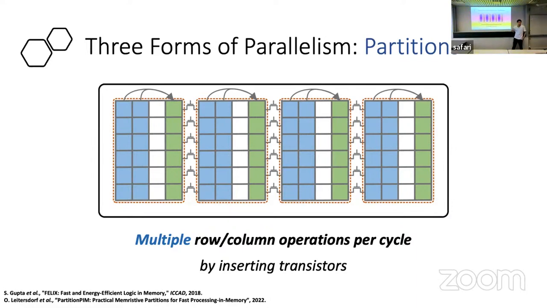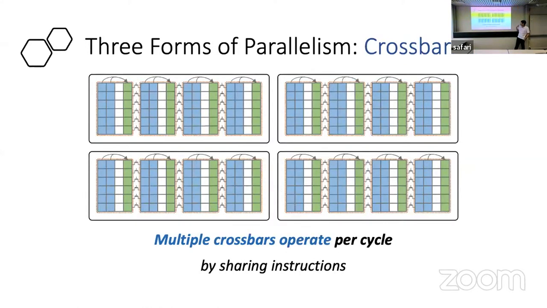And then we can use that to increase our parallelism. If you want to communicate between different partitions, then we can connect the transistors. And then we can transfer data from one to the other using, again, a magic NOR operation. We're going to touch more on partitions later. But for now, we're going to go to the third form of parallelism, which is crossbar parallelism.